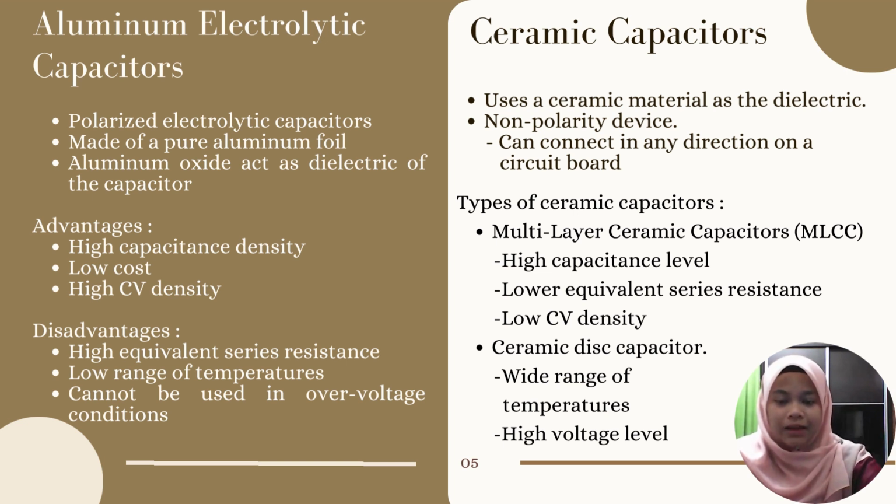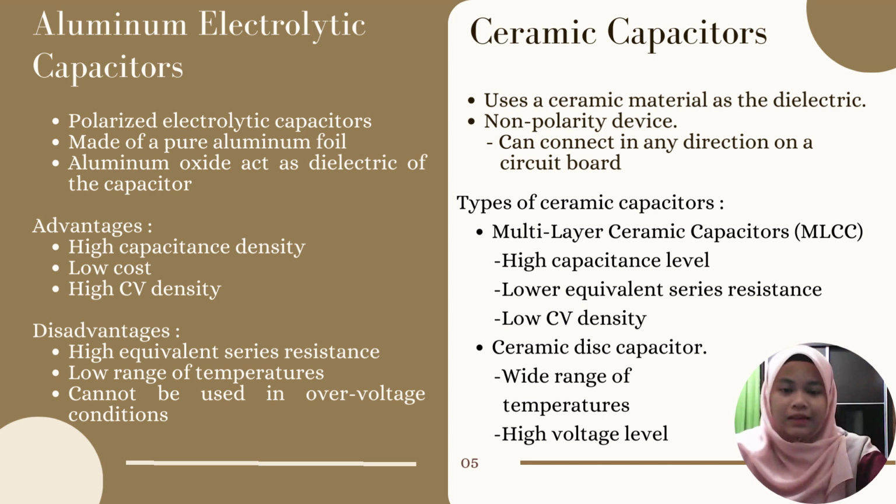These capacitors are made of pure aluminum foil, and the aluminum oxide from the aluminum foil acts as the dielectric of the capacitor. Many people like to use aluminum electrolytic capacitors for the input and output of power supply systems. This is because they have a high capacitance density, low cost, and high CV density. However, they have a high equivalent series resistance, a low range of temperature, and they cannot be used in overvoltage conditions because they can explode.